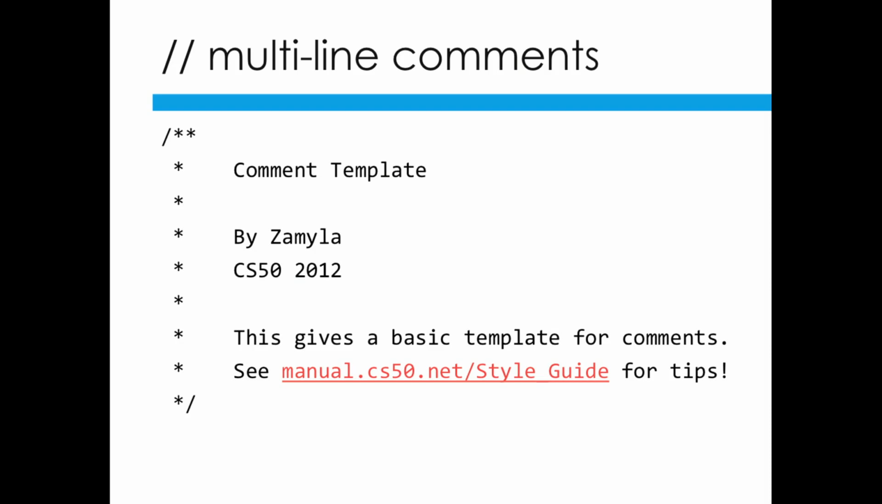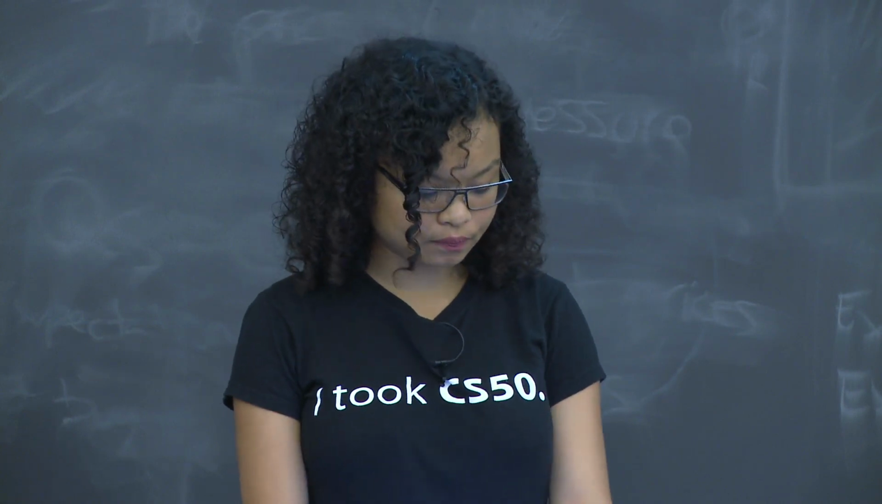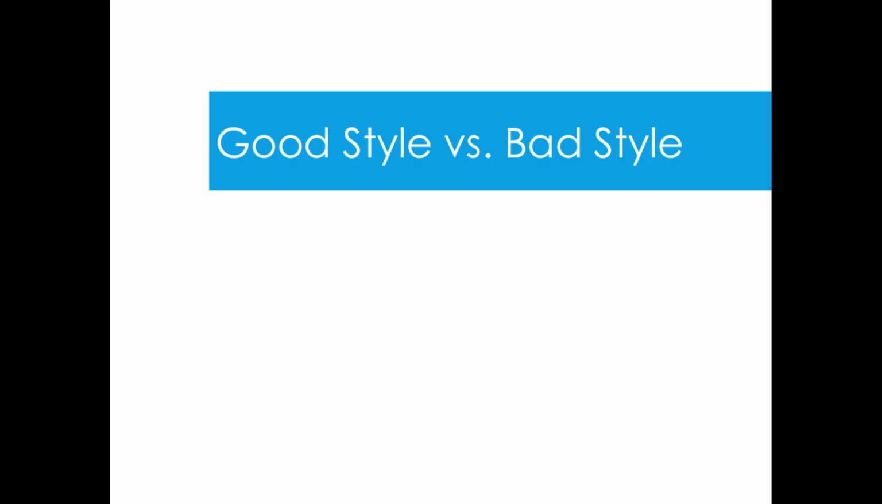Essentially, usually these are used at the top of your program to explain in general what your problem set does, include your name, the date, etc. And so, as I said in this multi-line comment, manual.cs50.net/style_guide has more tips and rules about style for loops, etc. Okay, so now that I've told you a little about style, let's see this in action.